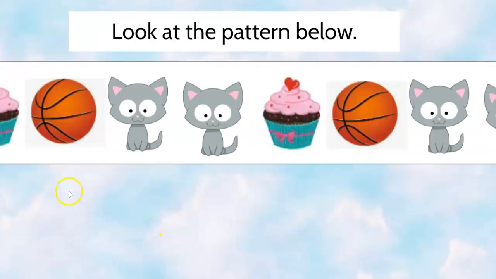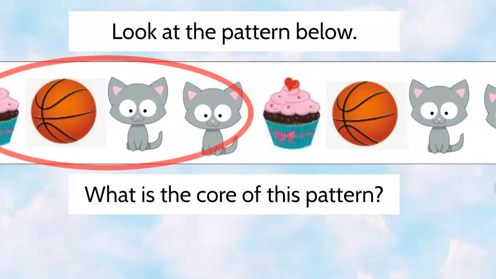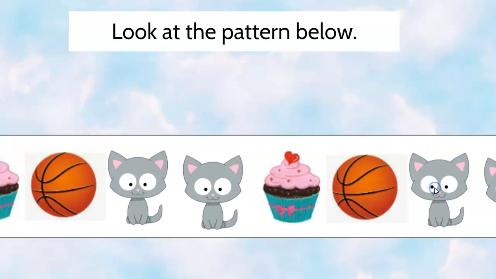Okay, let's check out this pattern below. Cupcake, basketball, cat, cat. Cupcake, basketball, cat, cat. What's the core of this pattern? Good work. Yes, the core is cupcake, basketball, cat, cat. We know that it's repeating again. So let's look at this pattern. We just saw it. Cupcake, basketball, cat, cat.